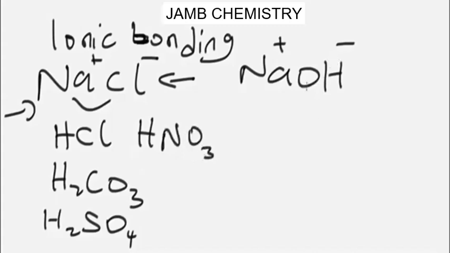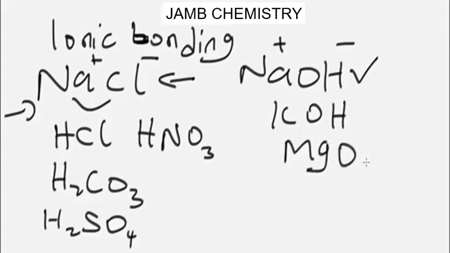Note again that all bases are ionic compounds as well. They contain ionic bonding in them. A typical example is sodium hydroxide. We have potassium hydroxide and the rest of them. We also have magnesium oxide. This one is a weak base, and the rest of them.